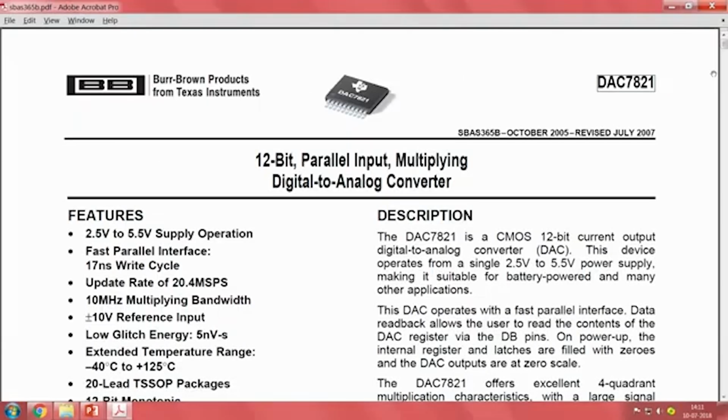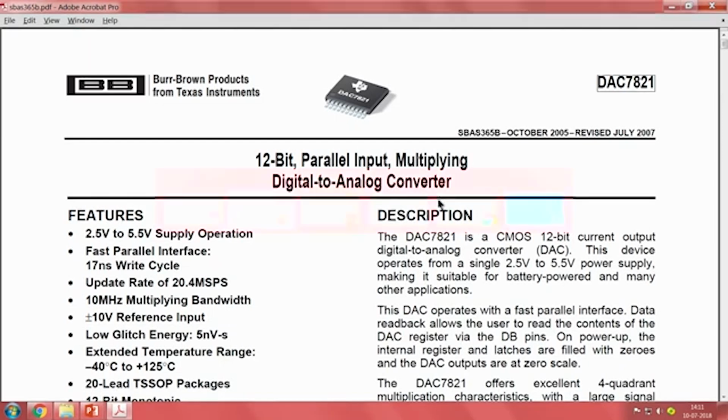So, now let us just see the data sheet. This is how a normal data sheet of any company or an IC would look like. I think you can see my cursor. They have the IC image here, this is how the IC will look like, and then in one line they will explain what actually this IC is. This is a 12-bit parallel input multiplying digital to analog converter. So, in one line they have told us what it actually is.